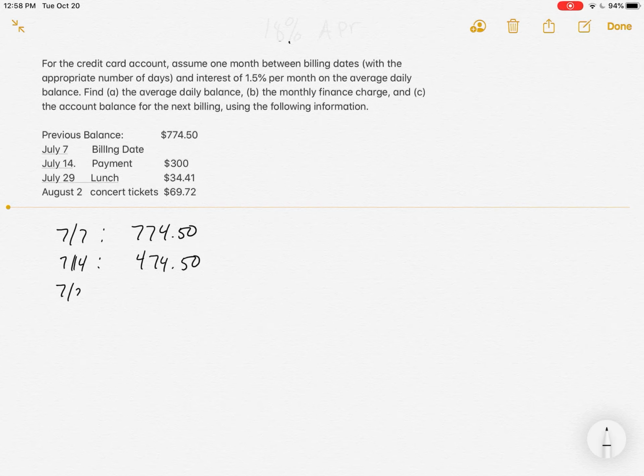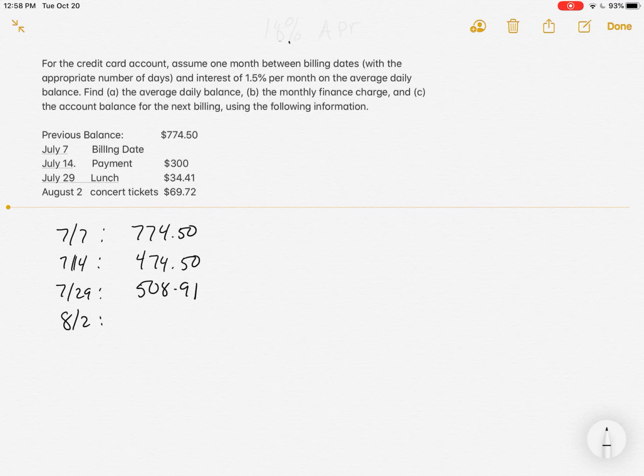Then on the 29th, we make a charge. We go out to lunch and it costs us $34.41. So I need to add that to the 474.50 to come up with 508.91. And then on August 2nd, which is still in the billing cycle, right?